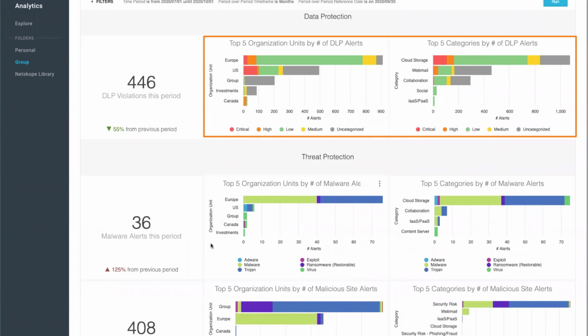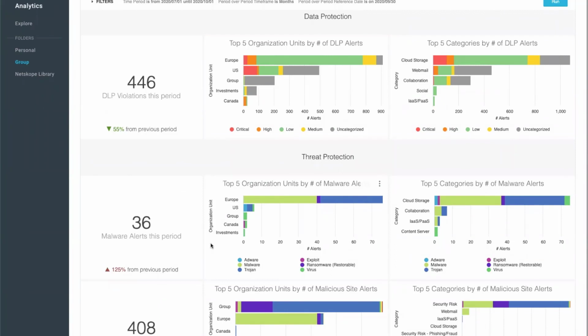But then also looking at the types of categories of DLP alerts as well. So was this in relation to cloud storage or webmail or collaboration? So the actual category of applications themselves. So again, that's a good starting point, very high level in terms of data protection. And of course, you can go through and drill down into the specific critical higher level type activities.